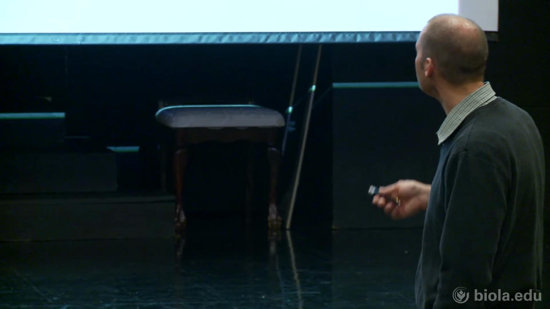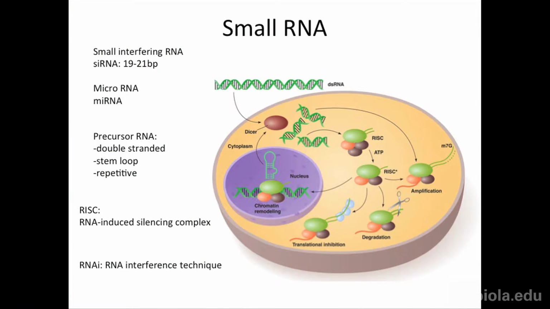So then the RISC complex can do one of three things. I've got my little double-stranded, this little appendage here on the RISC, is this double-stranded micro or small interfering RNA. One of the strands gets removed, so I've got a single strand, and that single strand is then acting as my antisense probe to go find the mRNA that's appropriate.